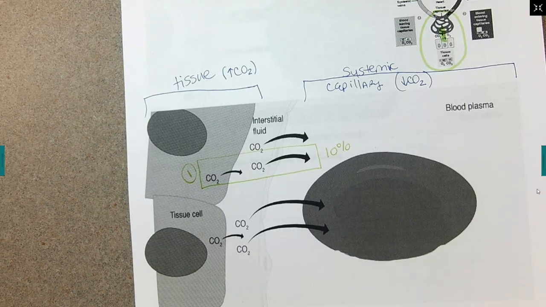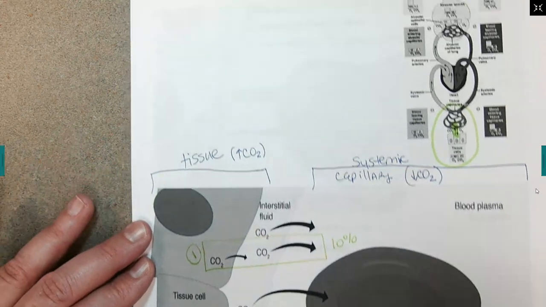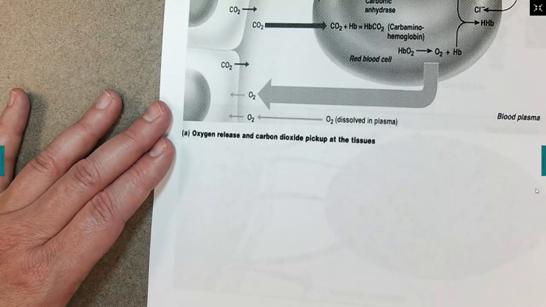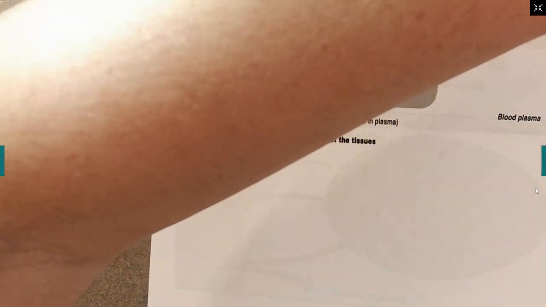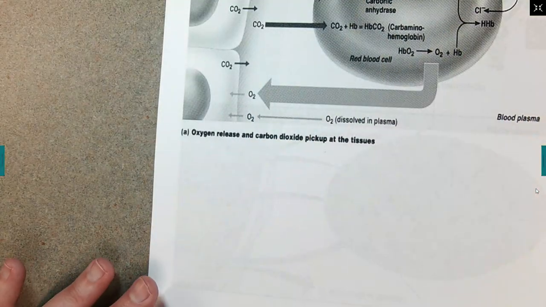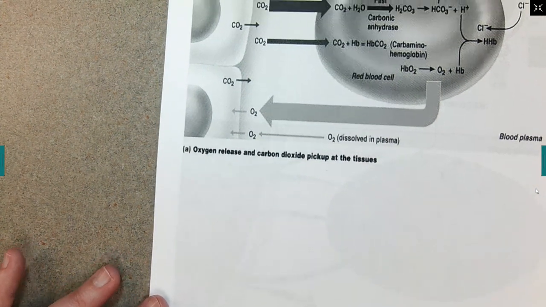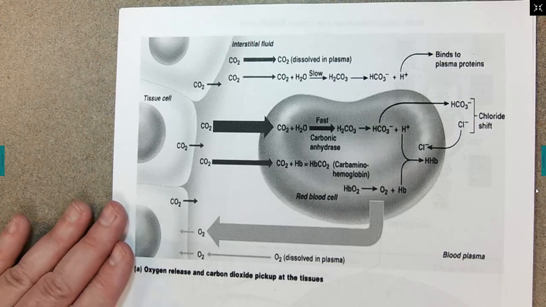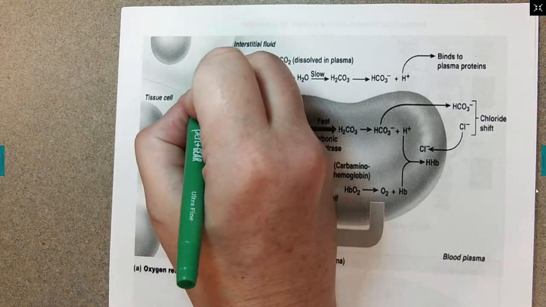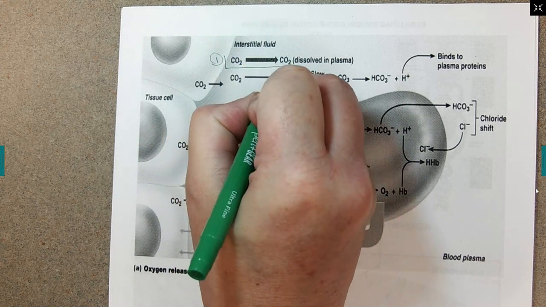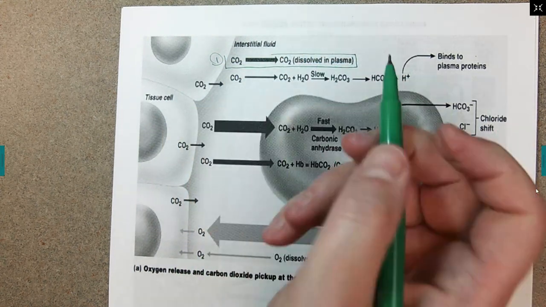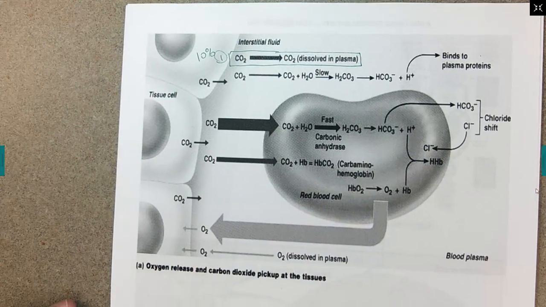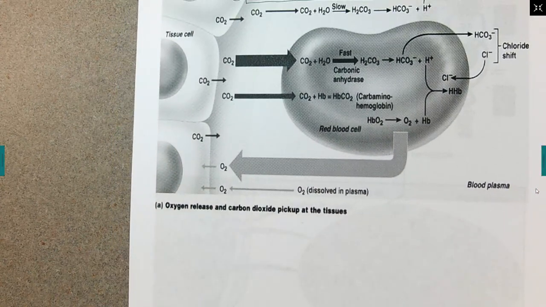Now, let's take a look at the second way. Remember we said there were 4 ways, so let's take a look at number 2. So we're going to flip our page. And this is a little bit different of a picture here. This is just a continuation. We've already discussed number 1 right here, which is carbon dioxide going straight into the plasma, and we said this was 10%, so that was method number 1. Let's take a look at method number 2.